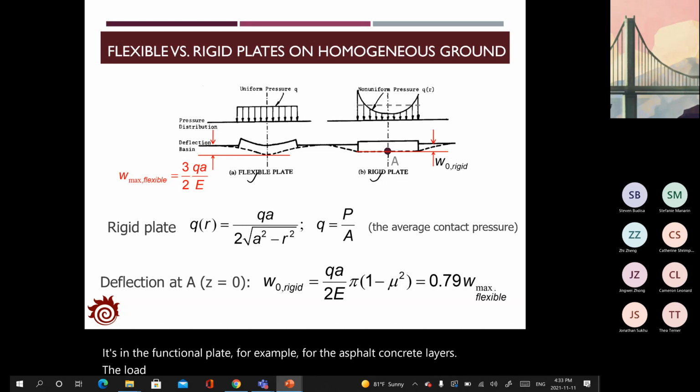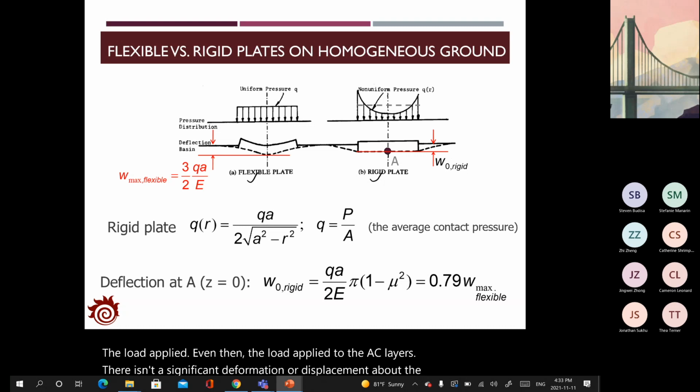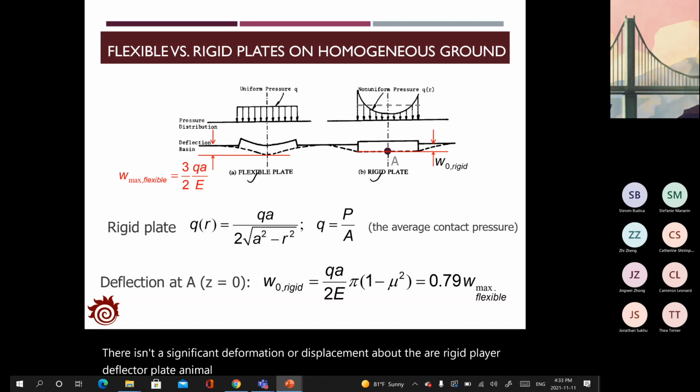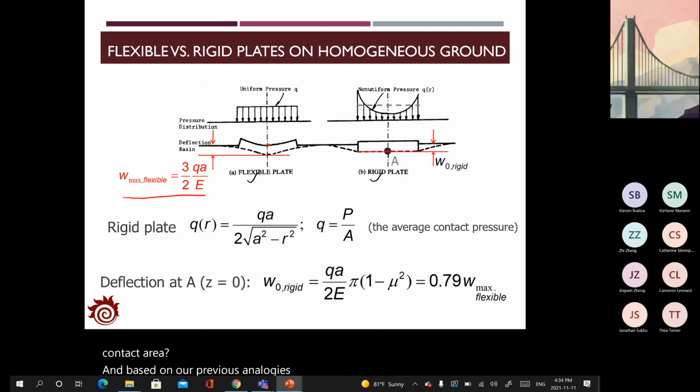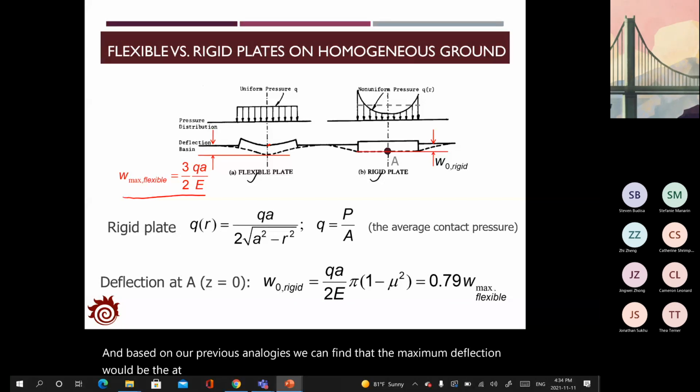If it's a flexible plate, for example, for the asphalt concrete layers, the load applied to the AC layers causes a significant deformation or displacement of the flexible plate, and we will observe very large deflections at the center line of the contact area. Based on our previous analysis, the maximum deflection will be at the surface of the pavement, which can be represented as this equation: 3/2 times Q times A divided by E.